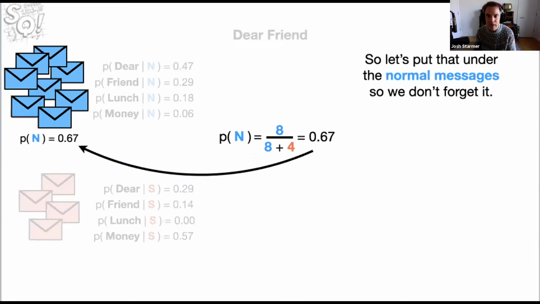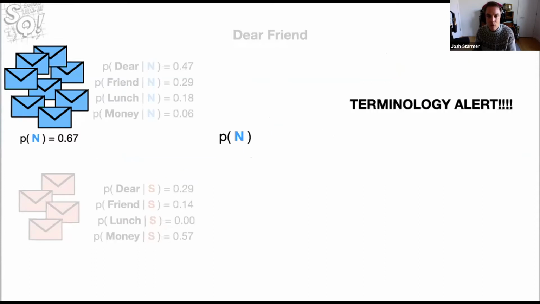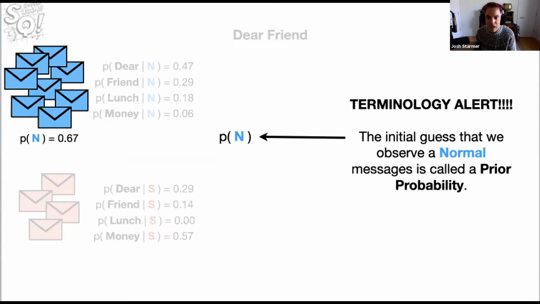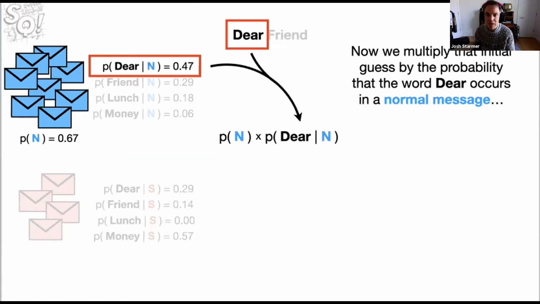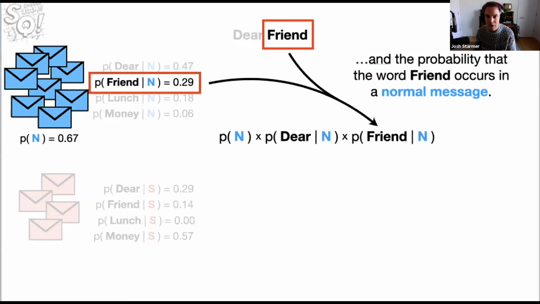So let's put that under the normal messages so we don't forget it. Oh no, it's another terminology alert. The initial guess that we observe a normal message is called a prior probability. Now we multiply that initial guess by the probability that the word dear occurs in a normal message, and the probability that the word friend occurs in a normal message.